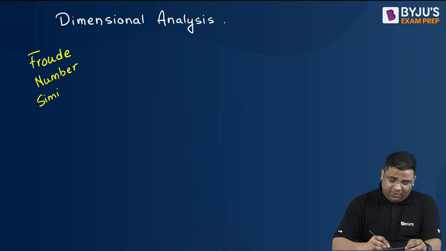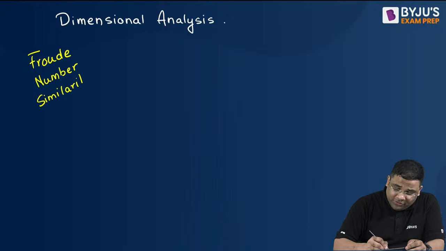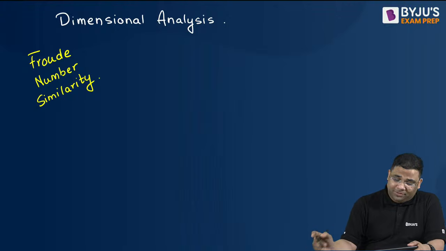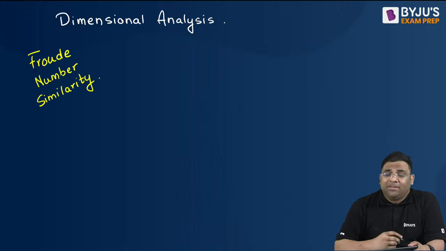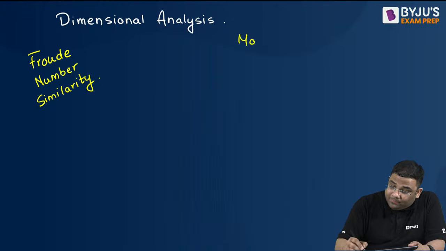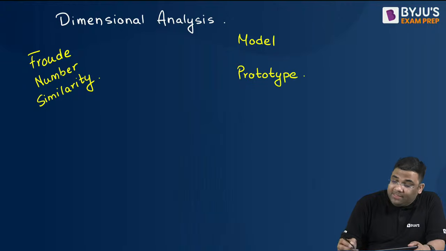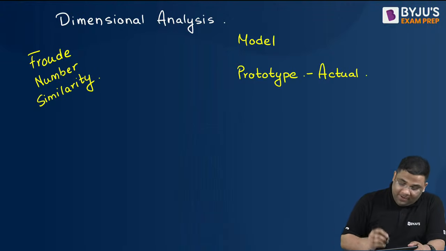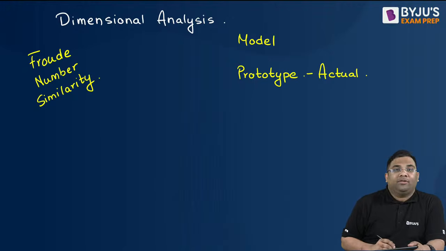It's very simple. We will solve some questions, and by those questions only you will be able to solve other questions. So what is a Froude number similarity? If we have a model and a prototype, the actual structure is your prototype, and the model is a small version of it, right?